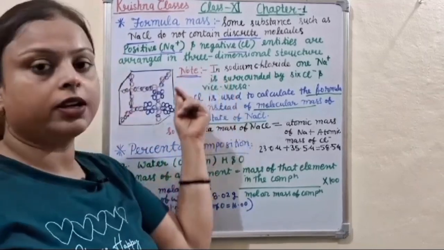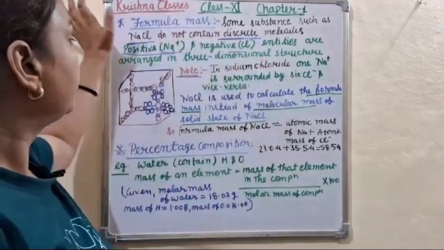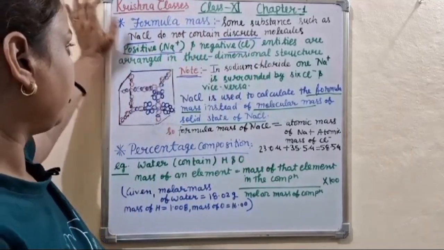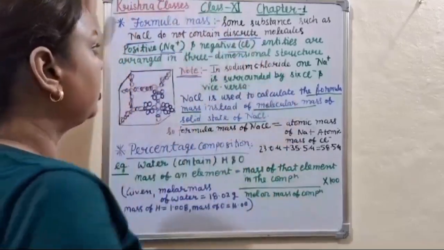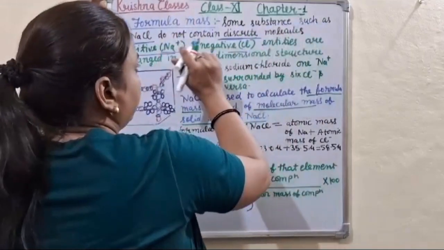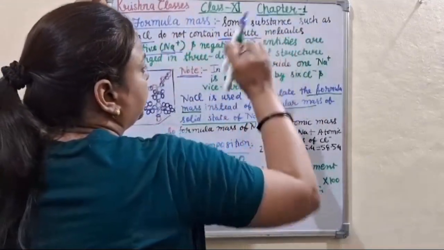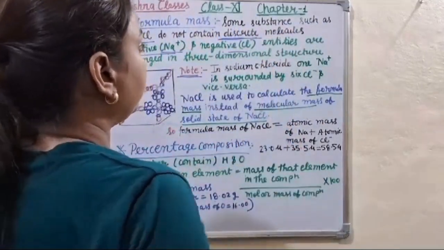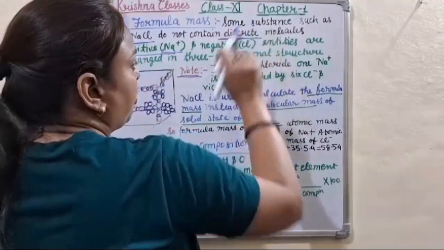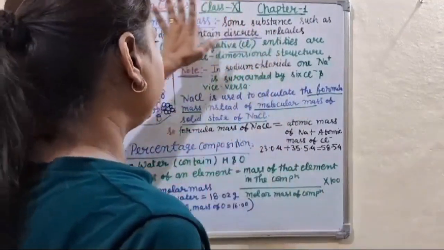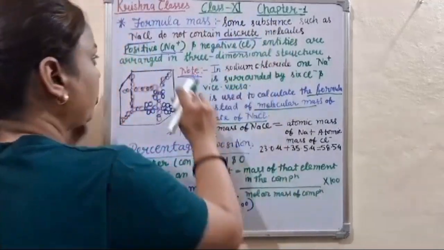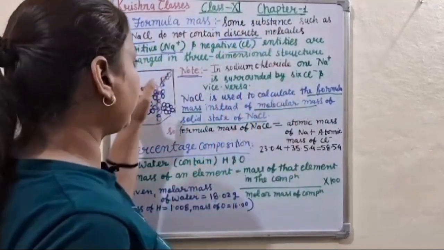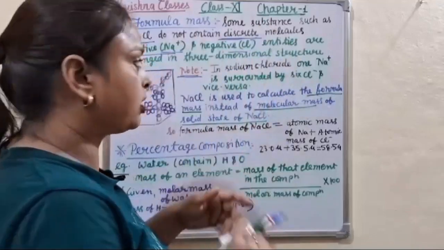So let's start the continuing topic. Today's topic is formula mass and percentage composition. What is the formula mass? Some substances such as NaCl do not contain discrete molecules. What is a discrete molecule? Discrete means separate. It means NaCl does not contain separate molecules. Positive and negative entities are arranged in a three-dimensional structure.